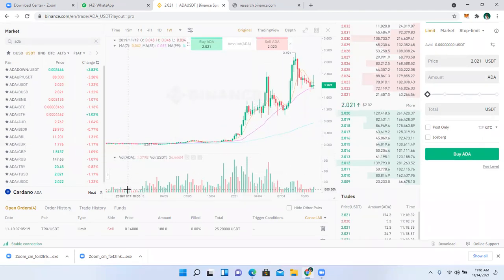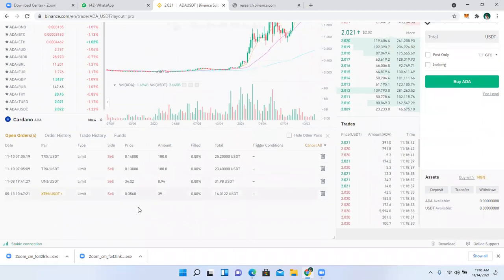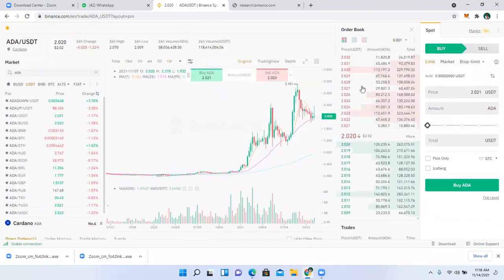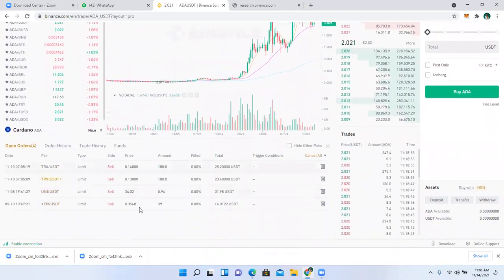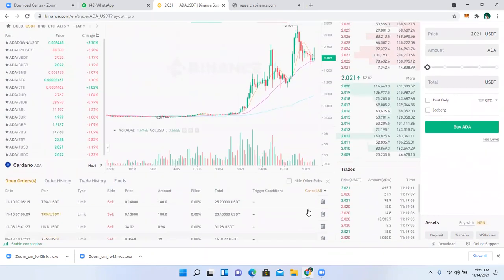Now, that's for that. This down part is your own orders. Remember, the one above is the market order book, but this one down here is your own order book. Things you want to buy, things you want to sell are here. So here I want to sell Tron at this price. I want to sell Uni at this price. I want to sell stuff at this price.